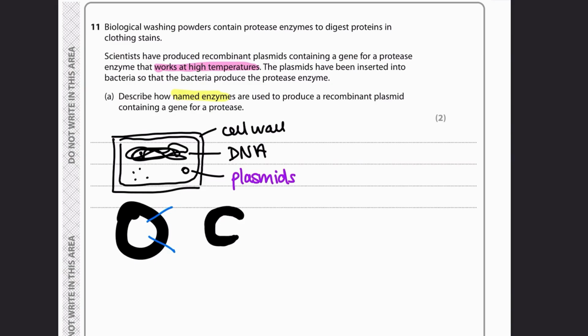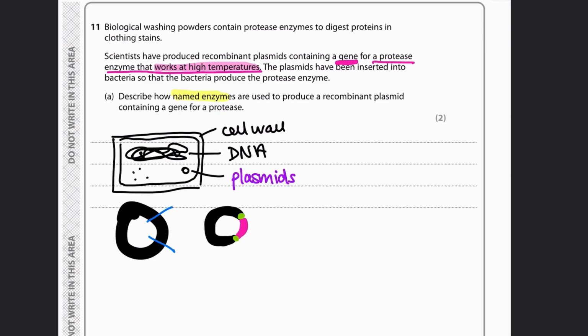Then we're going to put a section in, and this pink section is the thing I've highlighted in pink. That is the gene for the protease enzyme that works at high temperatures, because this is the enzyme that we want, right? So I'm going to put the gene to make this enzyme into the plasmid. Now, after I put it in, I have to stick it, right? It's just like cut and stick. So I've done the cutting. Now I've got to stick these two bits back. And the way to stick it is you're going to use another enzyme to do this sticking.